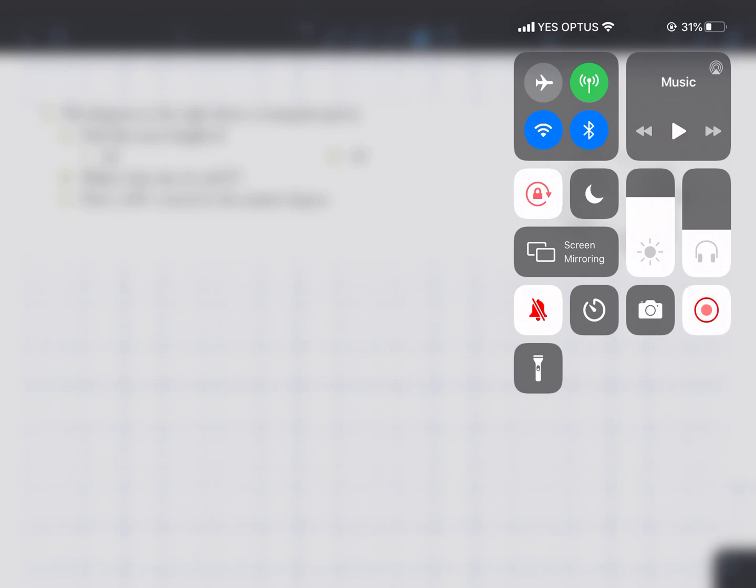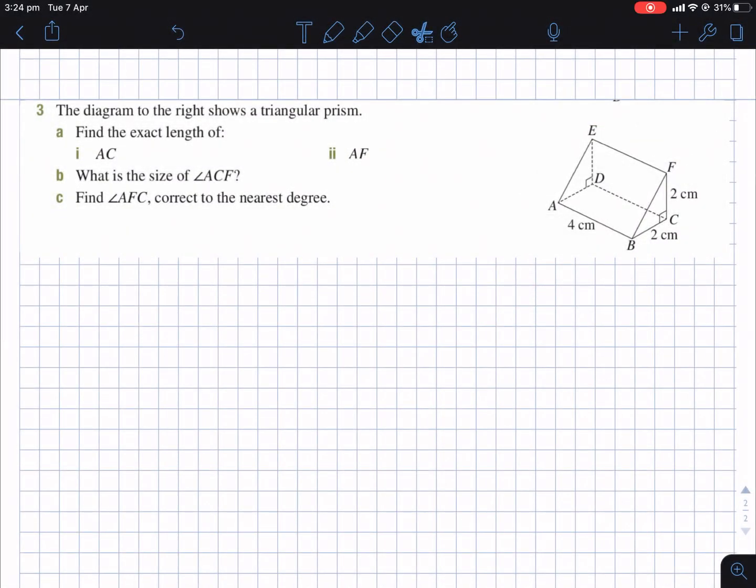Alright guys, I hope that last question went okay. Now we're on to the third question. We've got a triangular prism here, and we're going to start off by finding the exact length of AC.